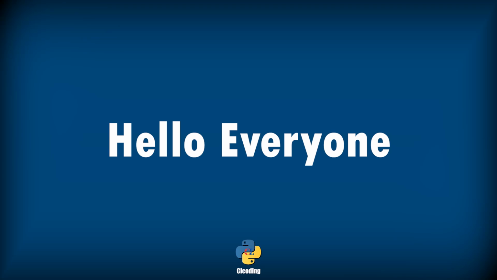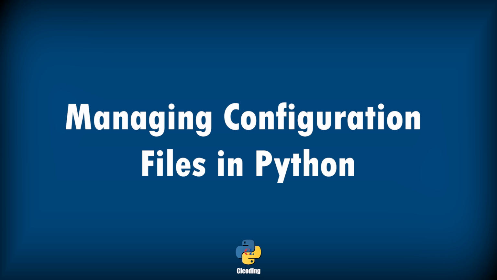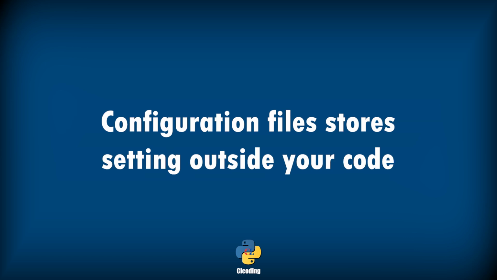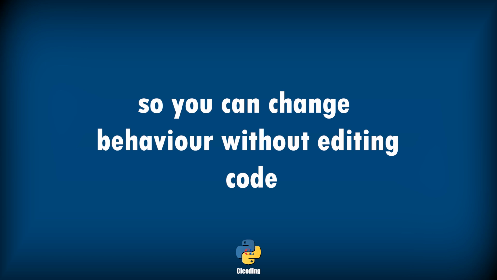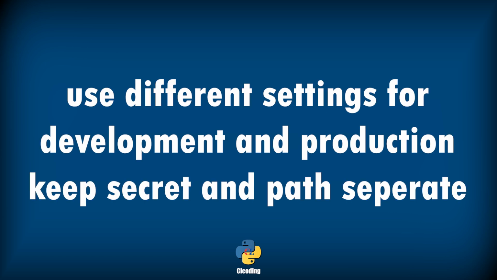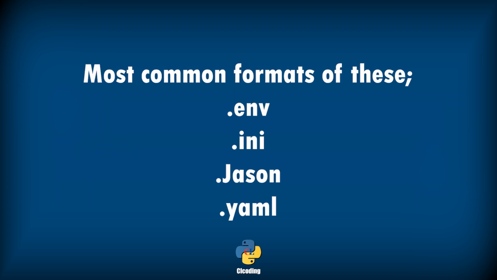So today's video is about managing configuration files in Python. Configuration files store settings outside your code, so you can change behavior without editing code, use different settings for development, test and production, and keep secrets and paths separate. The most common formats of these are .env, .ini, .json and .yaml.